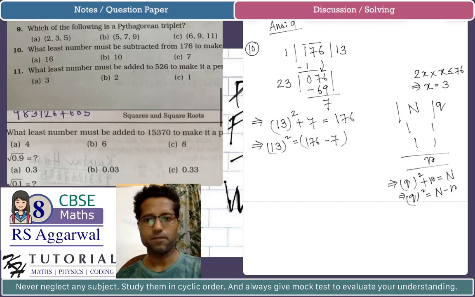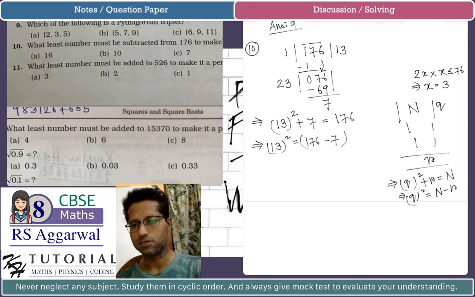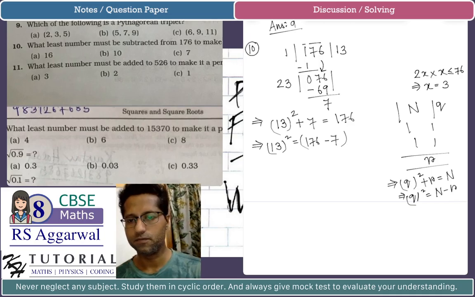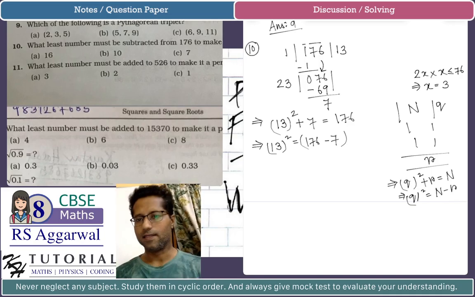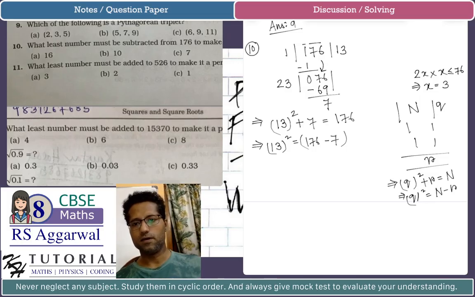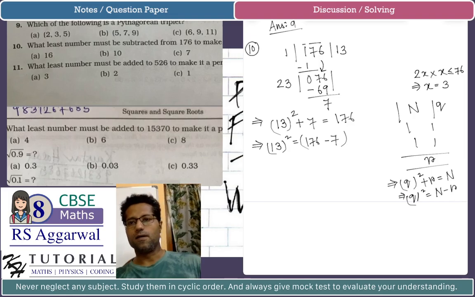Now the question is, what least number must be subtracted? We can clearly see that if we subtract 7 from 176, we get a perfect square, and that perfect square is the square of 13. Now how do we ensure that 7 is the least number? It is the least number because of the concept of remainder.